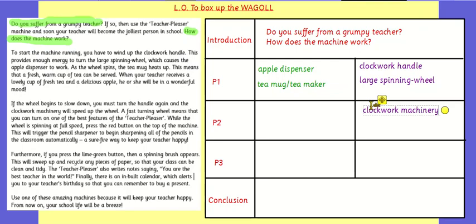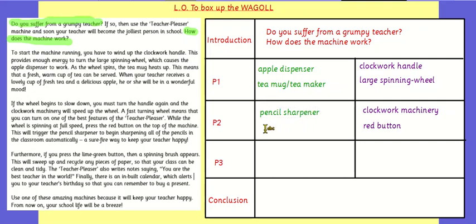A fast turning wheel means that you can turn on one of the best features of the teacher pleaser. While the wheel is spinning at full speed, press the red button on top of the machine. So our machine must have a red button. This will trigger the pencil sharpener to begin sharpening all of the pencils in the classroom automatically. And that's what keeps our teacher happy, the pencil sharpener. So I will put that in the special features.